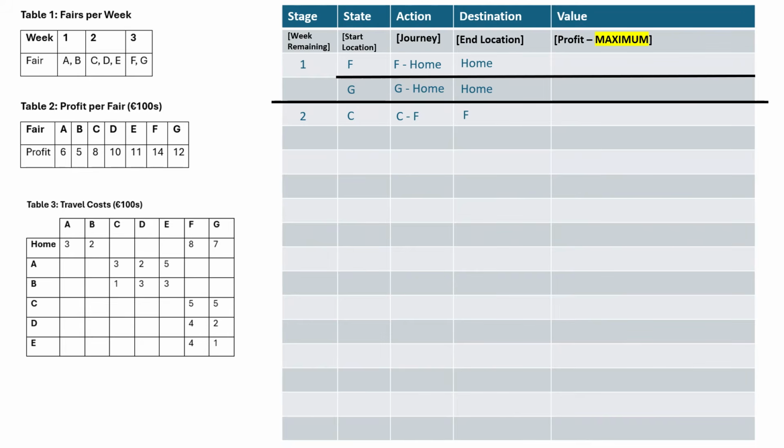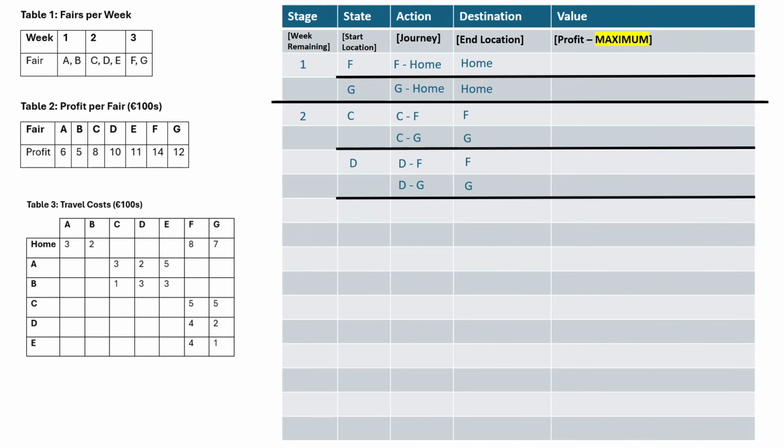He can go C to F, which means he ends up at F, or C to G, which means he ends up at G. If he is at D, he then has D to F or D to G. And then if he goes to fair E, he can go E to F or E to G. So that's our stage 2.